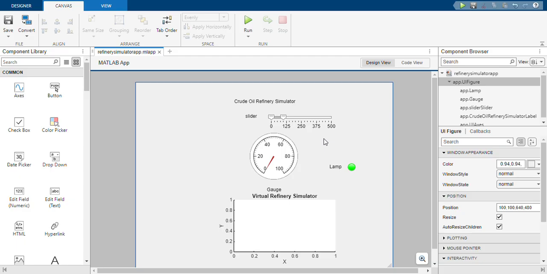For example, at lower temperatures, the yield of lighter products like gas and petrol is higher. As temperature increases, the yield shifts toward heavier products like diesel. At very high temperatures, more of the residue fuel is also produced.